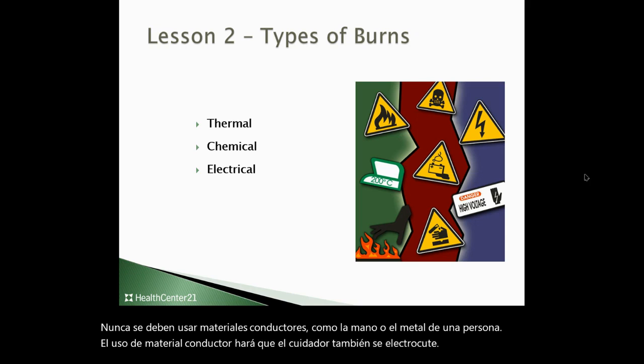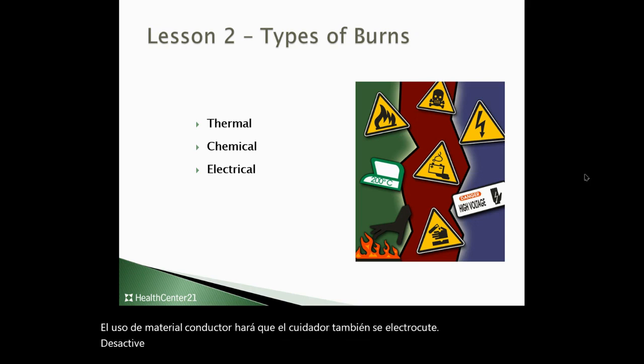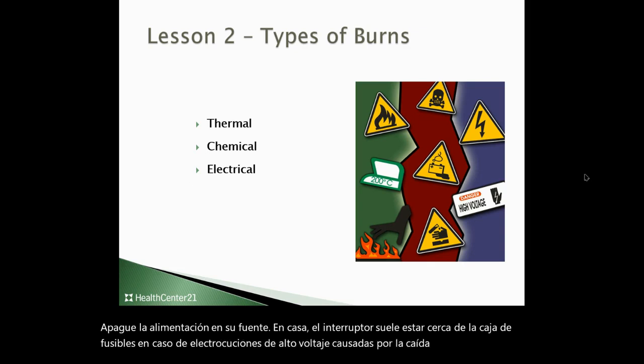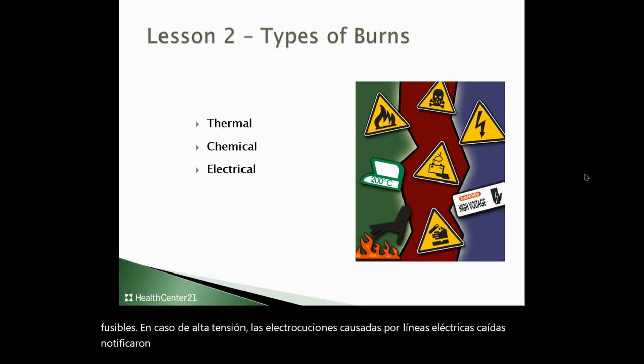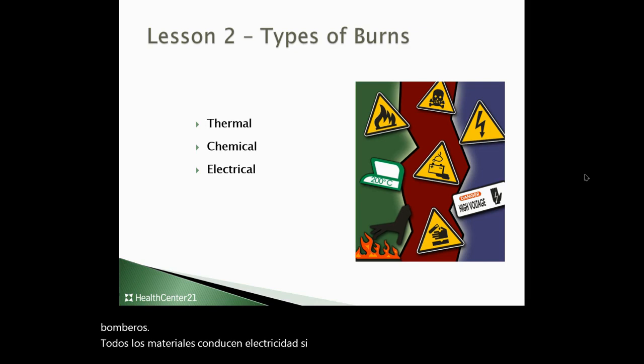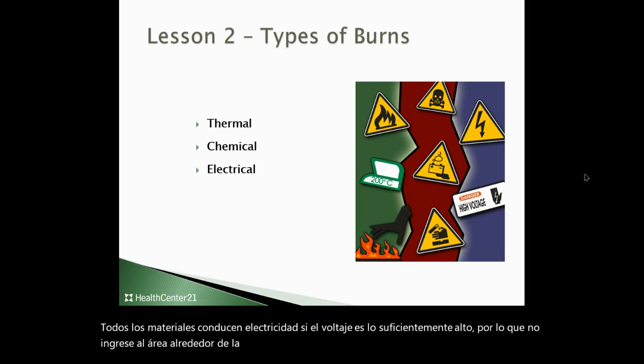Using conductive material will result in the caregiver becoming electrocuted as well. Turn off the power at its source. At home, the switch is usually near the fuse box. In case of high voltage electrocutions caused by fallen power lines, immediately notify the appropriate authorities, e.g. 911 or fire department. All materials conduct electricity if the voltage is high enough, so do not enter the area around the victim or try to remove wires or other materials with any object, including a wooden one, until the power has been turned off by knowledgeable personnel.